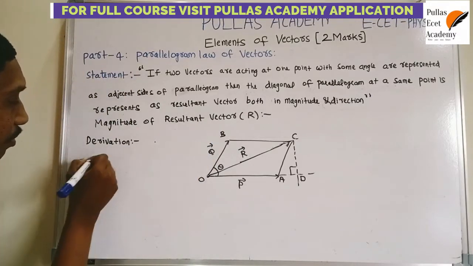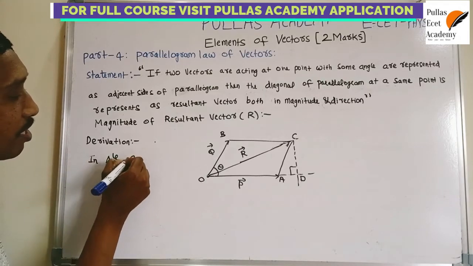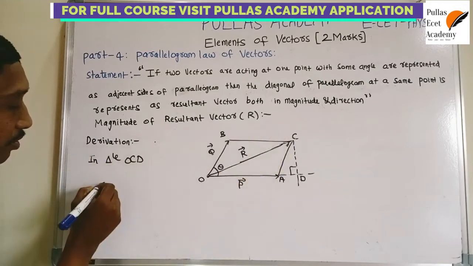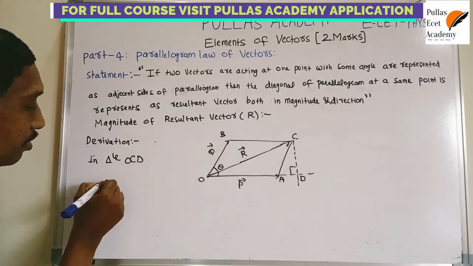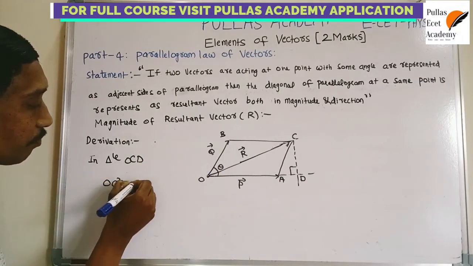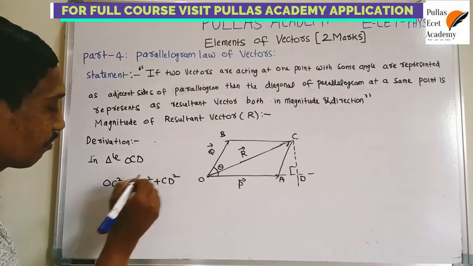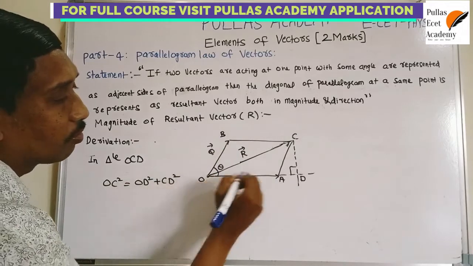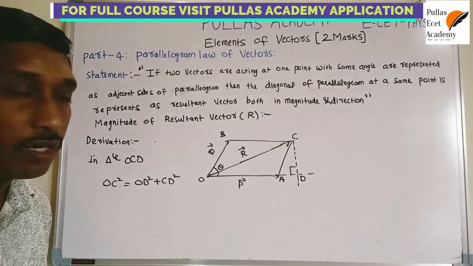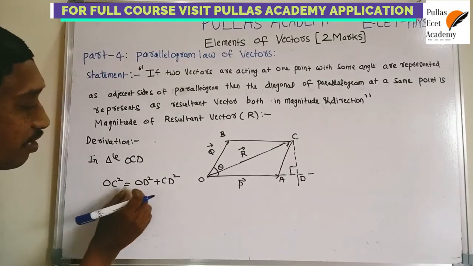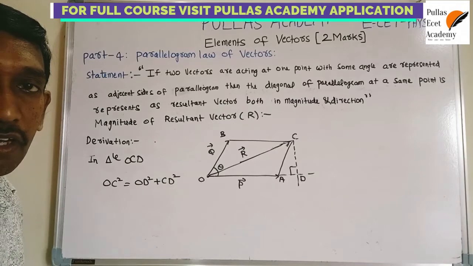Now I want to explain that. In triangle OCD, if you apply the Pythagoras law, here OC square is equal to OD square plus CD square. What is the formula here? OC square is equal to OD square plus CD square. This is the formula. This is called hypotenuse square is equal to base square plus height square. Now listen to me, all of you.